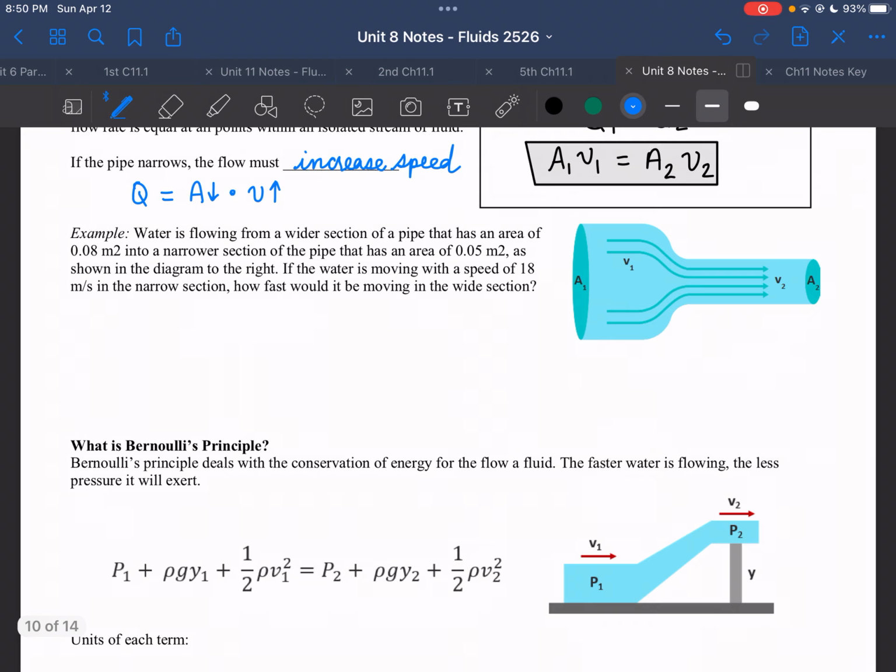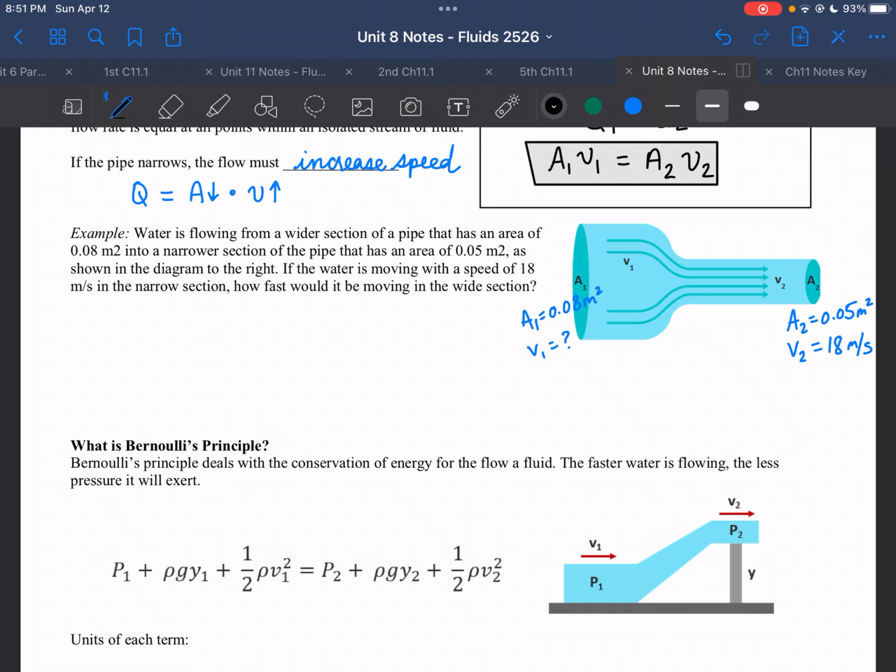All right, so we have an example here. Water is flowing from the wider section of the pipe that has an area of 0.08 meters squared. So we'll say the area 1 over here is 0.08 meters squared, into a narrower section of the pipe, area 2, which has an area of 0.05 meters squared. The water is moving with a speed of 18 in the narrow section, so the velocity at this location is 18 meters per second. We want to know how fast it is moving in the wider section.